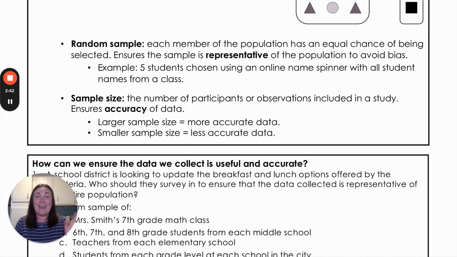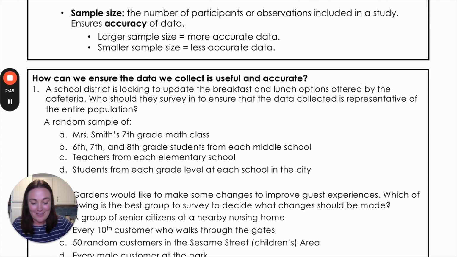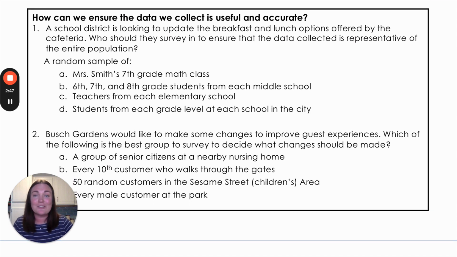Okay, so that was a lot of vocab. Let's see what that actually looks like when we're looking at real life problems. So, how can we ensure that the data that we collect is useful and accurate? Number 1, we've got a school district that is looking to update their breakfast and lunch options offered by the cafeteria. Who should they survey to ensure that the data collected is representative of the entire population? So, would we do a random sample of just Miss Smith's 7th grade class? No, that sample size is way too small, right? And specific to a grade level and specific to that one school, so that's not going to be accurate to the entire school district.